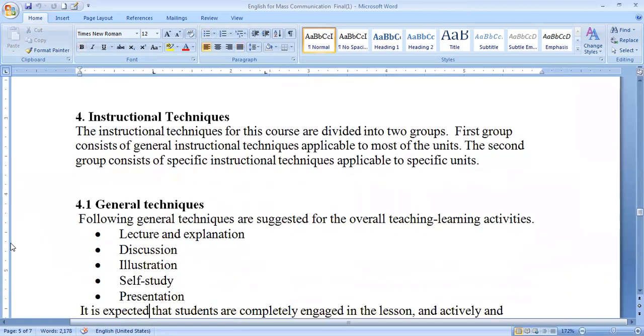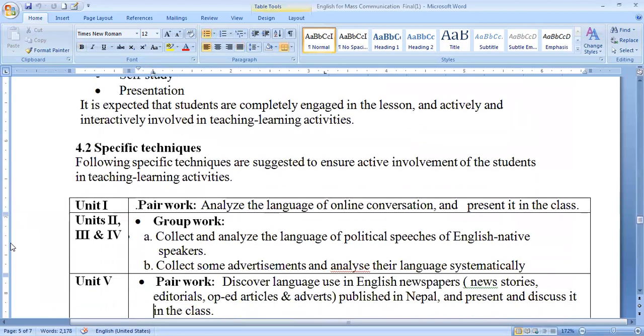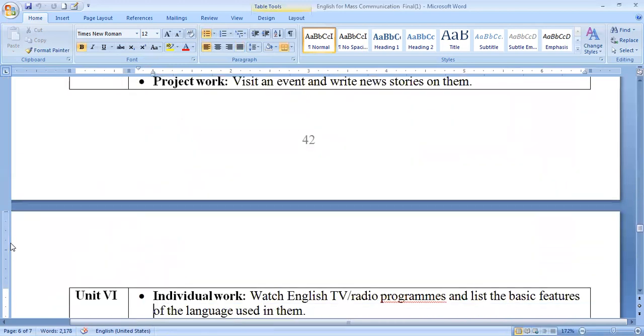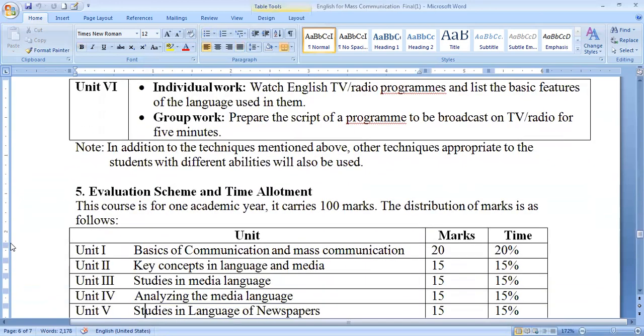The general instruction technique to deliver this lesson in the class is lecture and explanation, discussion, illustration. Then specific techniques will be used: project work will be given, peer work, group work. Such kinds of techniques can be used.